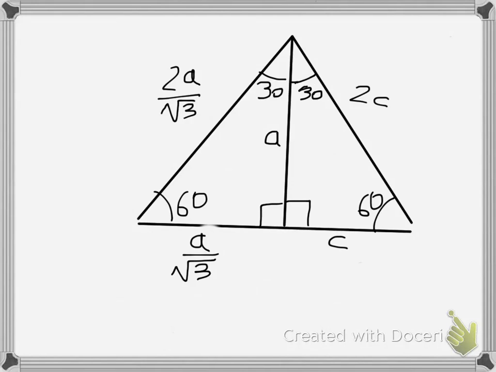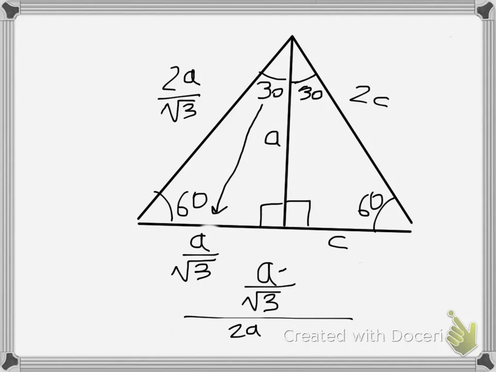Now we're going to find the trig ratios, starting with 30 degrees. First we're going to find the sine of 30 degrees. The sine of this 30 degree angle would be opposite, which is a over the square root of 3, over the hypotenuse, which is 2a over the square root of 3. So the square roots of 3 cancel, the a's cancel, and we basically got 1 up here. So the sine of 30 degrees equals 1/2.